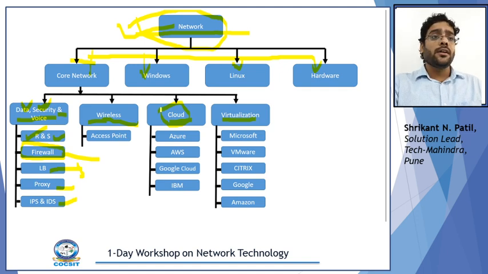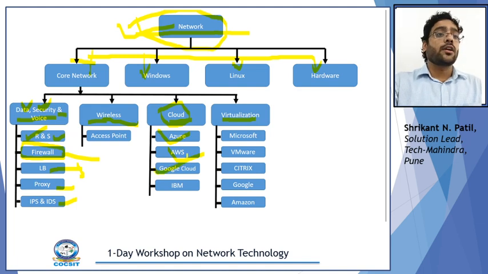And there are some vendors. Vendors means the company owners. There are some cloud technologies that are very highly in demand. Azure is one of the clouds, AWS is the Amazon cloud, and the third one is Google Cloud.